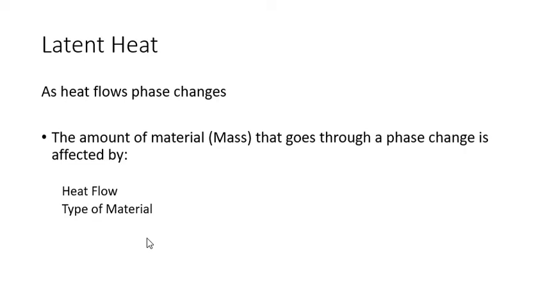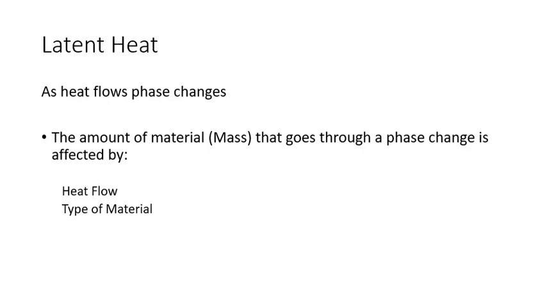So if we had ice right at 0 degrees and energy went into it, it would change to water. On the flip side, if we had water at 0 degrees and we took energy out of it, it would change back to ice, right? So what determines how much material goes through a phase change? Well, two things do. Number one, how much heat flowed. Number two, what type of material are we talking about? Some things melt easier than other things, or turn from a liquid to a gas easier than other things, right? So the material definitely matters. And these are the only two that really affect how much material goes through a phase change.